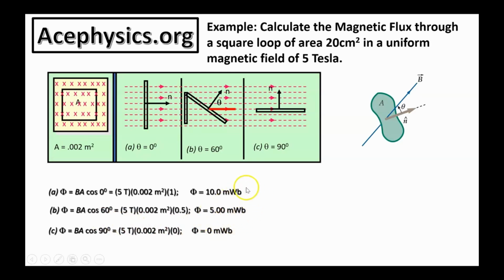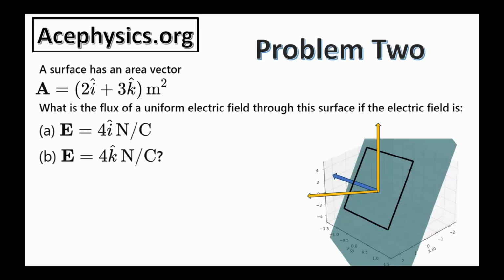Finally, in case C, the loop is perpendicular to the magnetic field. At 90 degrees, no field lines pass through the loop at all. So, the flux is 0 milliwebers. Now we move on to problem number 2.